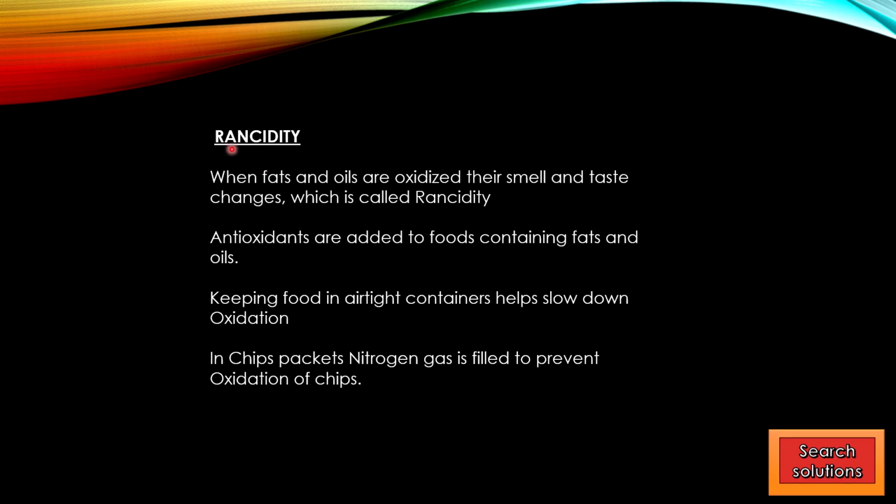Rancidity is also one of the effects of oxidation reaction. To prevent that, we add antioxidants to foods which contain fats and oil, and also we try to keep the food which contains oil and fats in tight containers. You would have observed that chip packets are filled with nitrogen gas, and that's why they look like a balloon. This helps in preventing oxidation of chips.